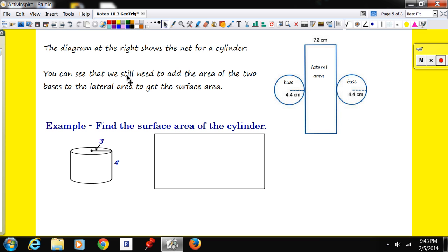You can see that we still need to add the area of the 2 bases to the lateral area. So add the 2 bases to this lateral area and it gives you the surface area.